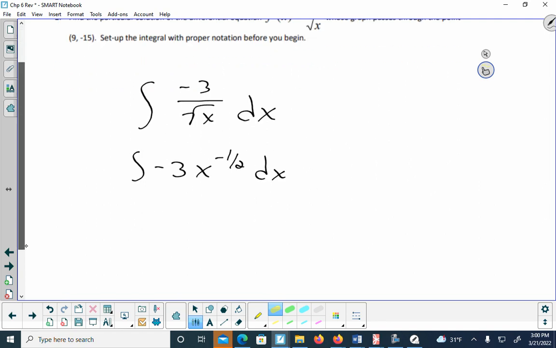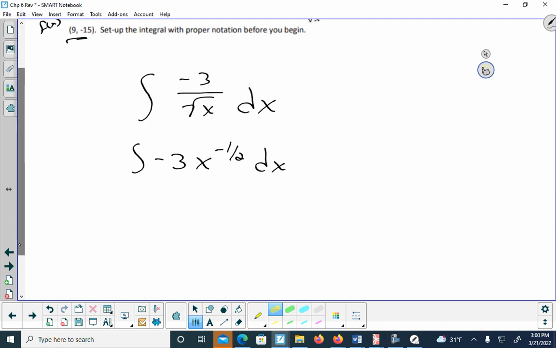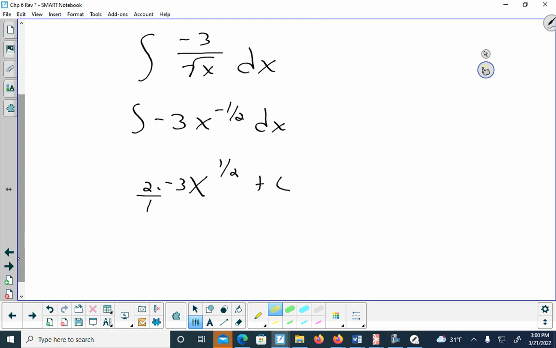And now I'm going to take the antiderivative because this point is my f of x point, if that makes sense. So I'm going to take the antiderivative, I'm going to add 1 to negative 1/2, which will be positive 1/2. There's a negative 3, multiplied by the reciprocal, which is 2 over 1, and then I'm going to add c. So if I rewrite this, this will be negative 6x to the 1/2 plus c is equal to f of x.